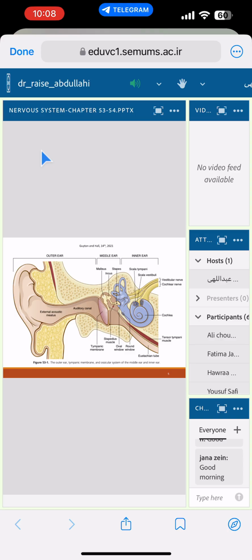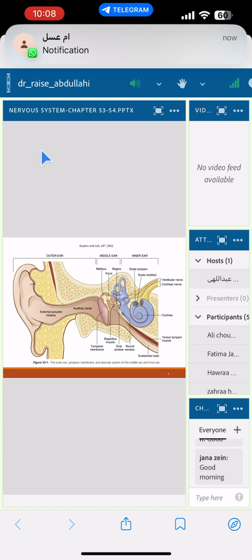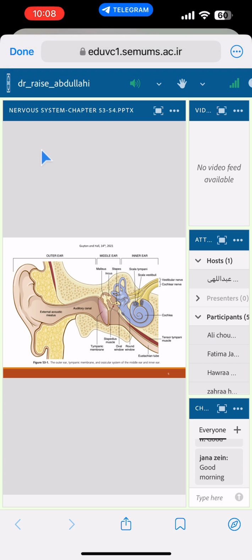A small window in our inner ear. After the middle ear, we have the inner ear, and as you can see, stapes is connected to a window which is called the oval window, because of its shape. And as you can see, we have a round window, which is located lower with respect to the oval window.